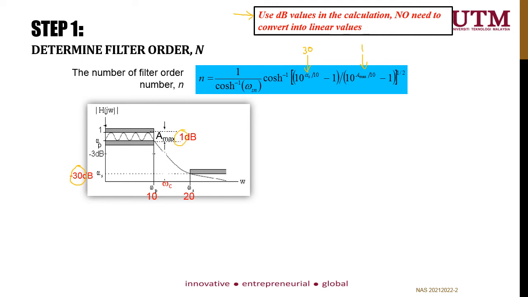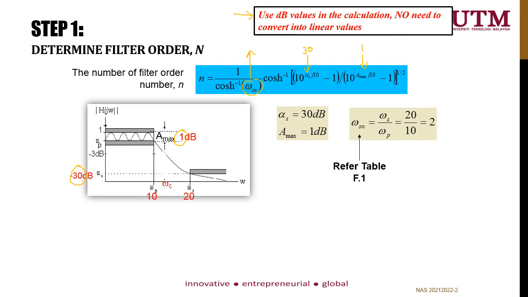And then the inverse cosh, and omega Sn you need to refer to a table. Which table is it? It is table F.1. Refer to the specific type of filter. This is a low pass filter, so omega Sn for low pass filter is given by omega S over omega P. In this case, your omega S is 20 and omega P is 10.